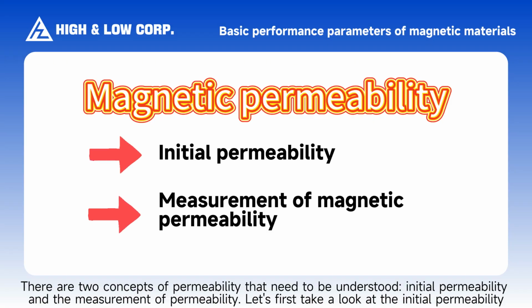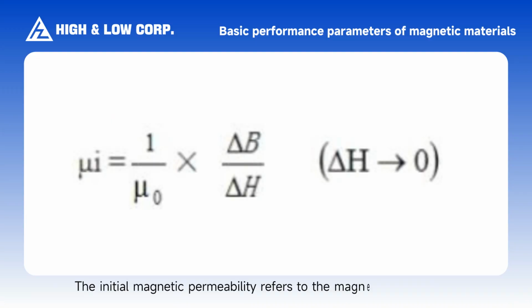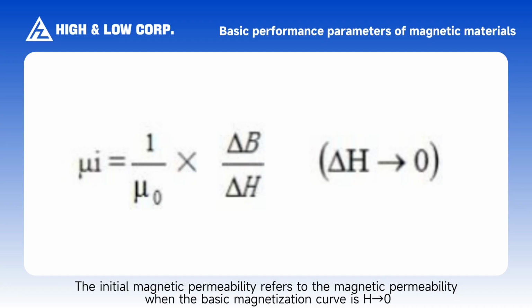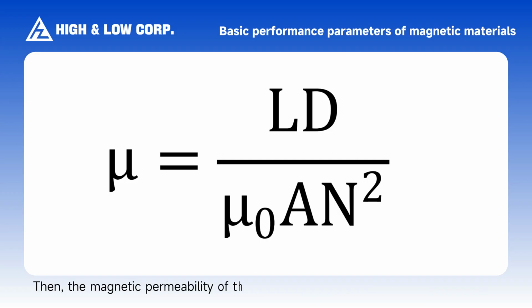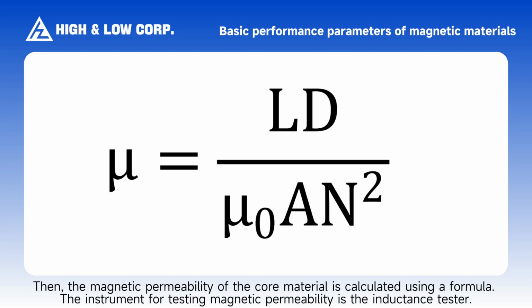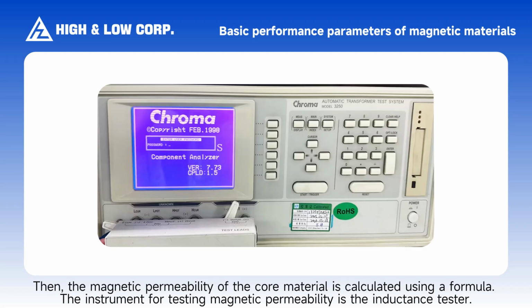Let's first take a look at the initial permeability. The initial magnetic permeability refers to the magnetic permeability when the basic magnetization curve is H, gives all. Another concept, the measurement of magnetic permeability, is an indirect measurement of the inductance of the winding coil of the magnetic core sheet. Then, the magnetic permeability of the core material is calculated using a formula.